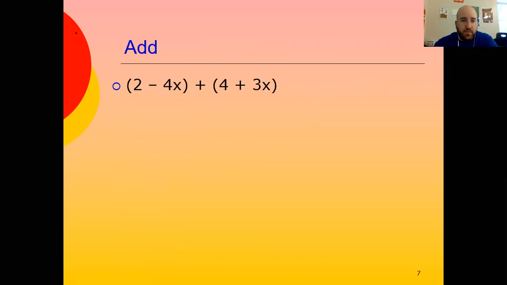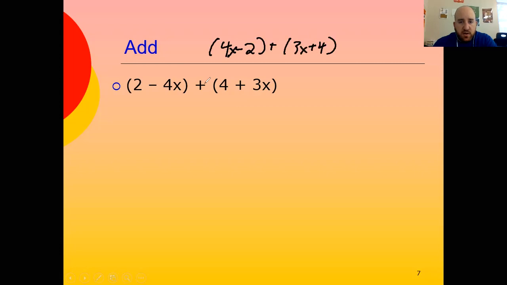We have an example that looks like two regular binomials that y'all are used to seeing, and they have the x. Okay. Again, even though the x is second there, and y'all are probably more used to seeing something like 4x minus 2 plus 3x plus 4, it doesn't matter that it's kind of flipped in the reverse order. It's still fine. Okay.